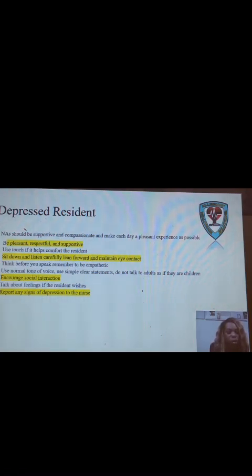You want to use a normal tone of voice, use simple, clear statements. You do not talk to adults as if they are children. Another thing, you want to encourage social interaction with other residents in the facility for that depressed resident. You want to talk about their feelings if they choose to do so. And remember, you want to report any signs of depression to the nurse.